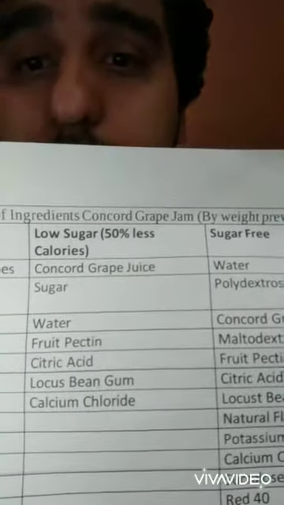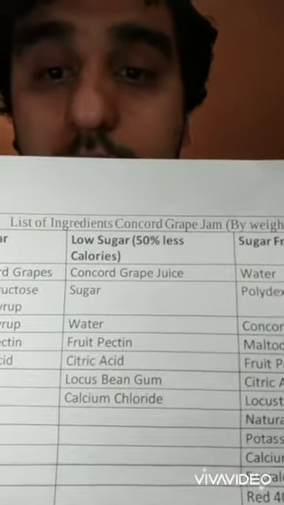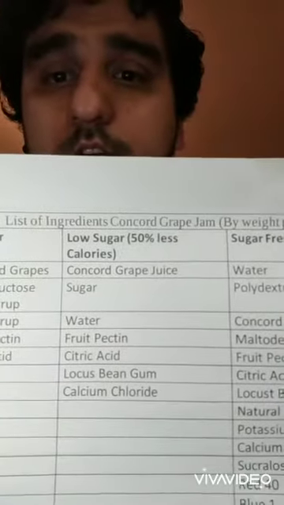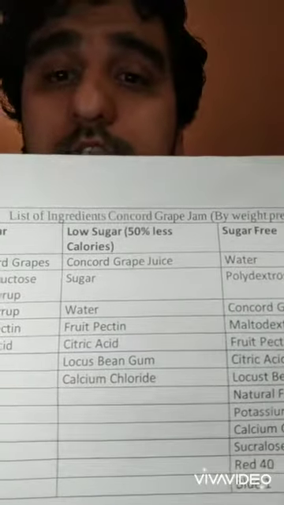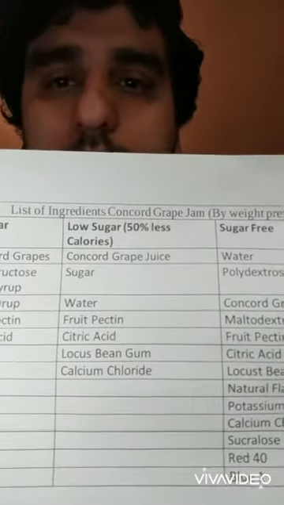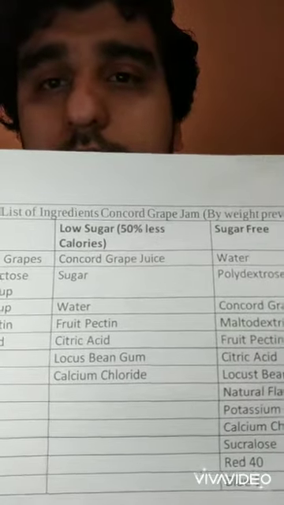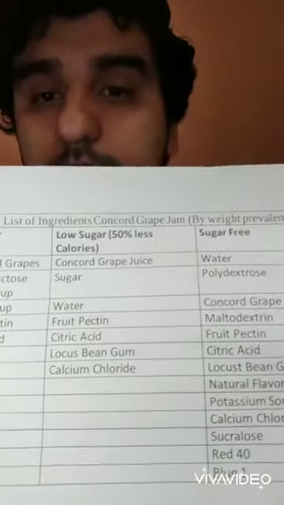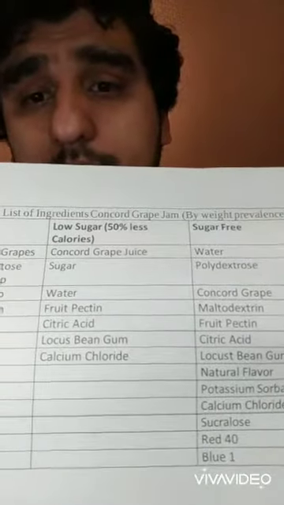Now, going to the low sugar one, we have Concord grape juice. Like I mentioned, jellies use juice instead of the fruit itself. We have sugar, which, like I mentioned, most homemade jams and every jam has as a basic ingredient, to create this gelling process. The sugar is necessary to create these matrices. And then we have water, fruit pectin, citric acid, and locust bean gum.